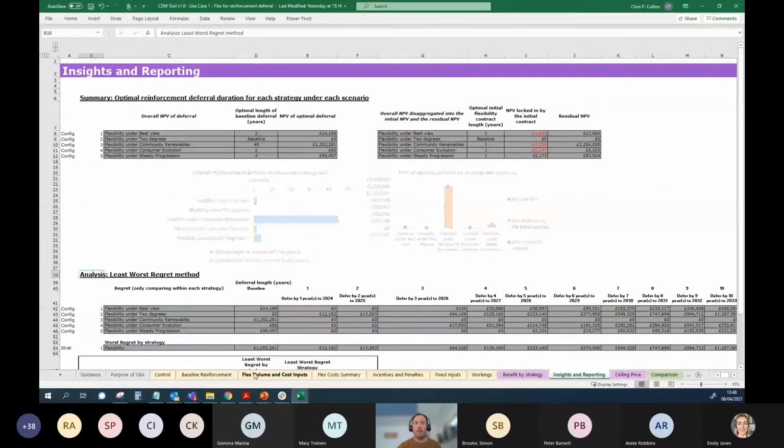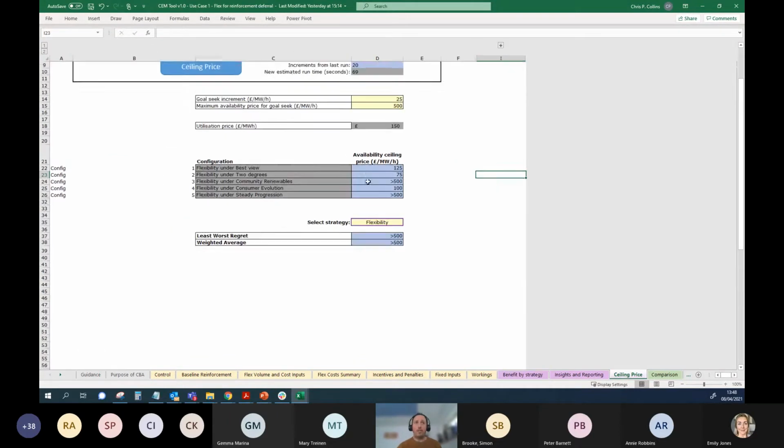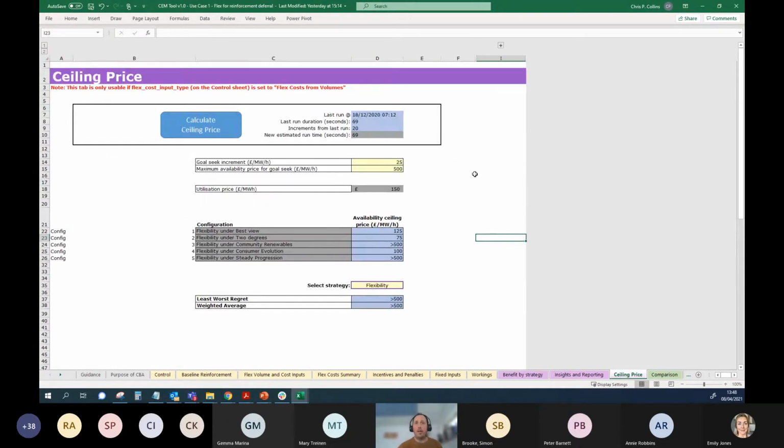I think I alluded to the fact that you don't necessarily need to put these in because you don't necessarily know what the availability and utilization price will be in an area. And so the other way of running this model is to look at what we're calling the ceiling price. So this tab is intended to do something very similar to everything we just talked through, but rather than dictating what the availability and utilization price would be, you set up the model with all the inputs as you did before, in terms of the cost of baseline reinforcement, the volume of flexibility you expect to need, and actually in terms of specifying the utilization price as well.